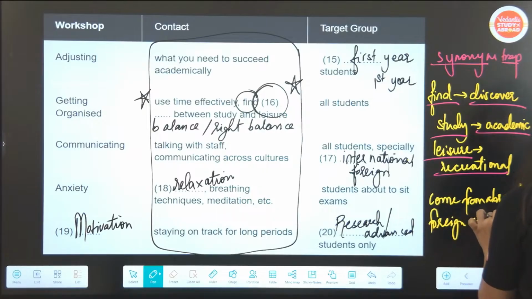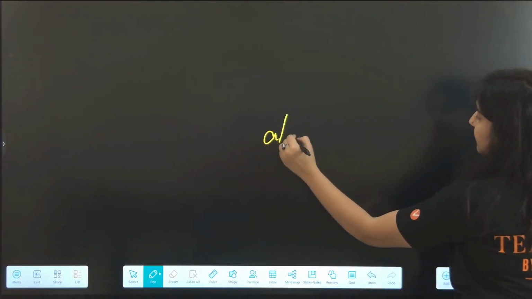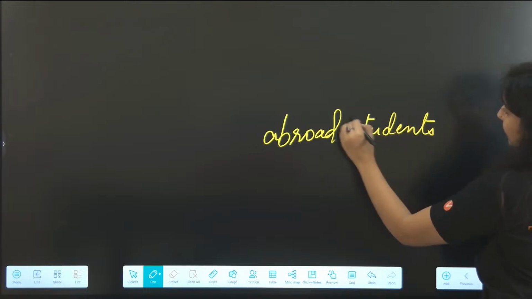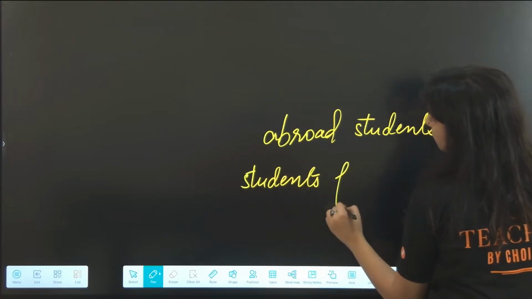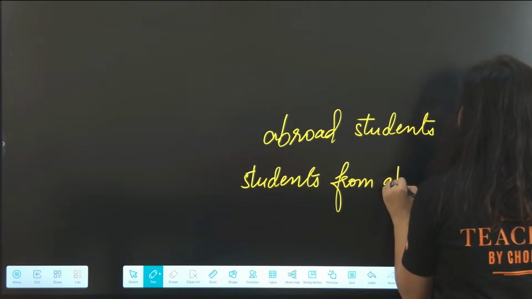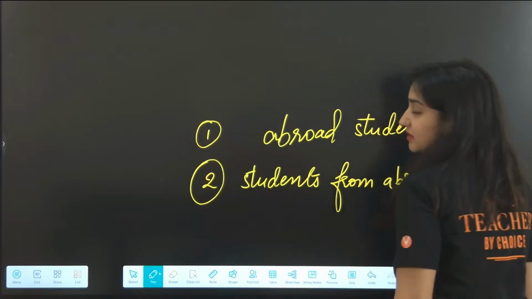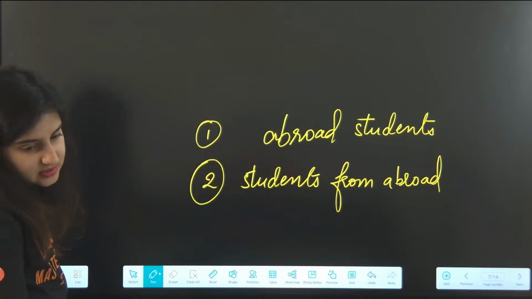Foreign students and international students. Now tell me, is this correct? Singh, is this correct or... Is this correct? Tell me, is 1 the correct way of saying this, or is 2 the correct way of saying this?